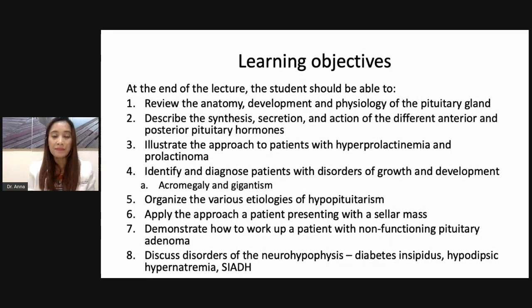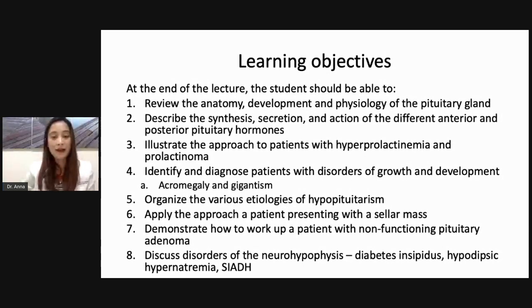And also at the end of this lecture, you should be able to organize the various etiologies of hypopituitarism. One example that we will use will be Kallmann syndrome. And you should also be able to apply the approach to a patient presenting with a sellar mass. So we will have a mini case discussion for this.